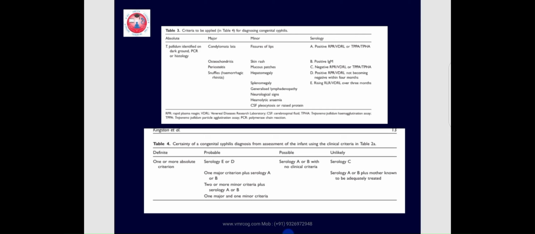In minor you have perioral fissures, that is fissures of the lips, skin rash, mucous patches, hepatomegaly, splenomegaly, then generalized lymphadenopathy, neurological signs, hemolytic anemia, etc.